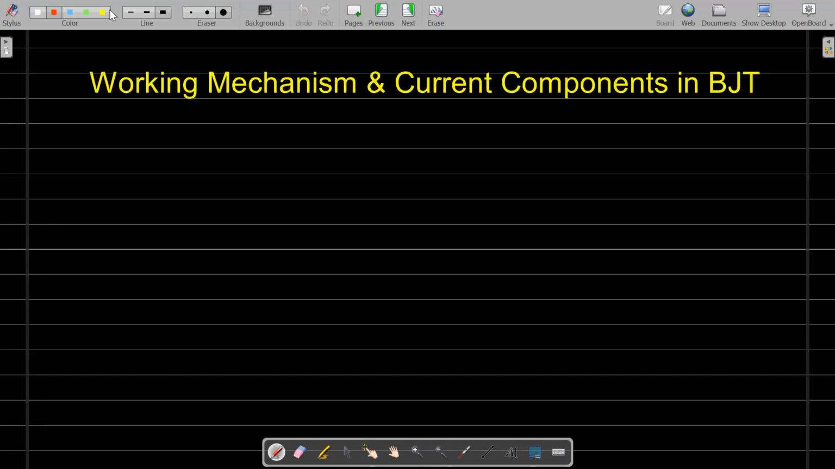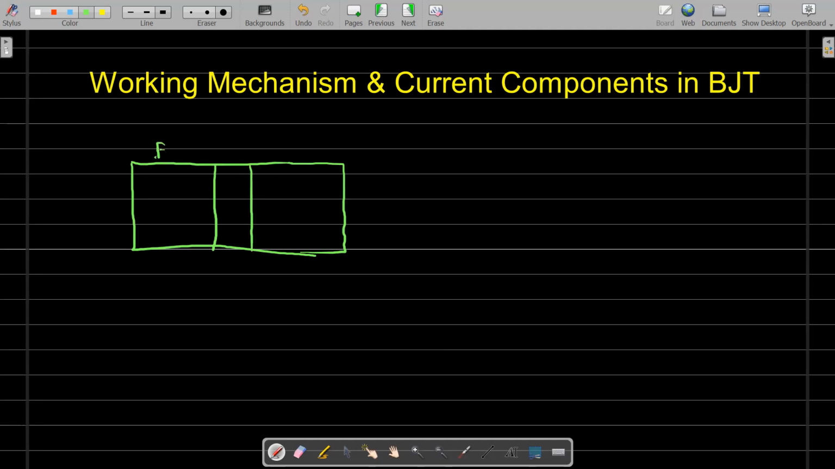To analyze the leakage current, since we are focusing on the base collector junction, we are not paying attention to the emitter base junction. So emitter region, base region, collector region. The emitter base junction is open, because we are interested in finding the current component between the base and collector junction. This is our N region, P region, and P region, a PNP transistor.